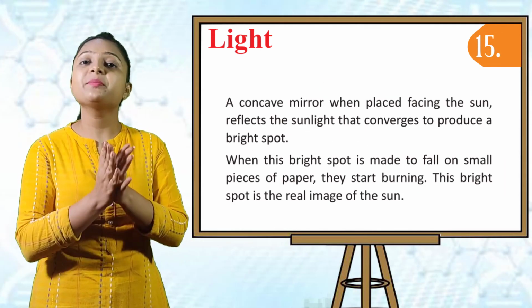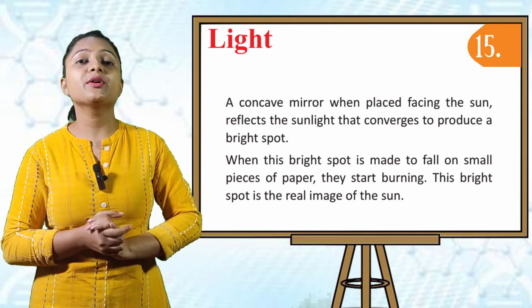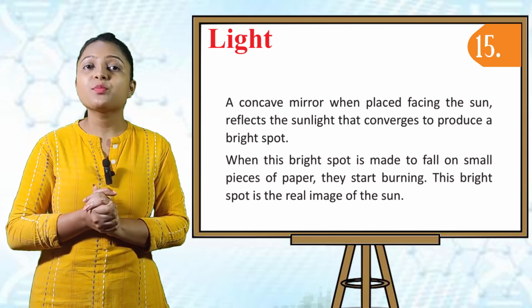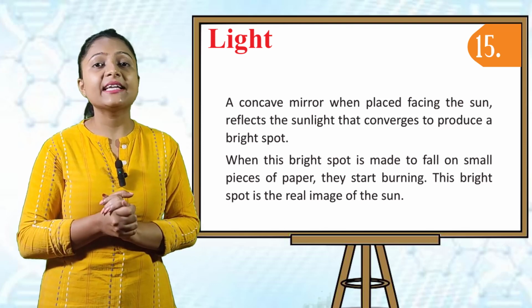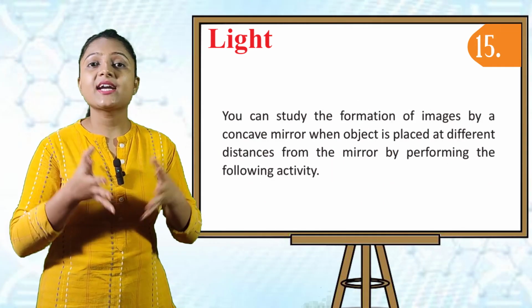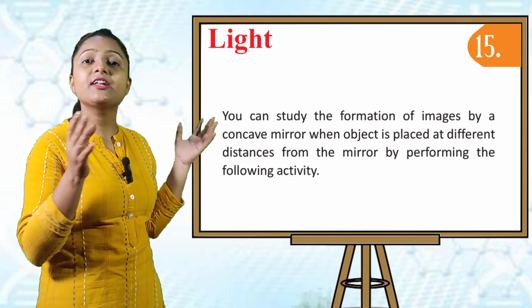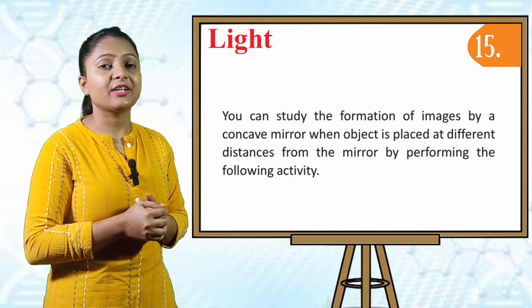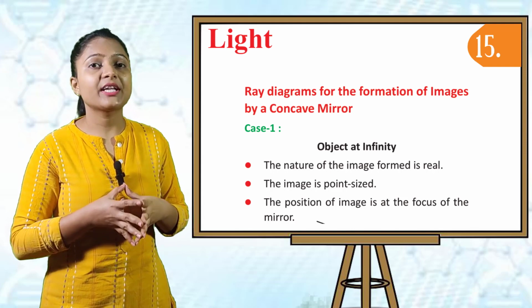अ कॉन्केव मिरर व्हेन प्लेस्ड फेसिंग द सन रिफ्लेक्ट्स द सनलाइट दैट कन्वर्जेस टू प्रोड्यूस अ ब्राइट स्पॉट. When this bright spot is made to fall on small piece of paper, they start burning. This bright spot is the real image of the sun. You can study the formation of images by a concave mirror when object is placed at different distances from the mirror by performing the following activity. Ray diagrams for the formation of images by a concave mirror.